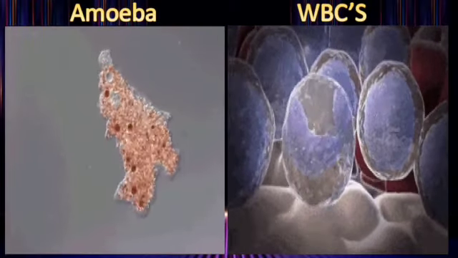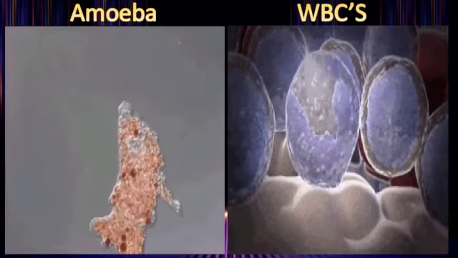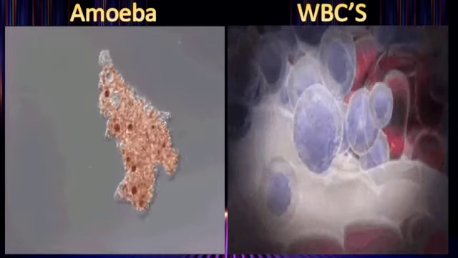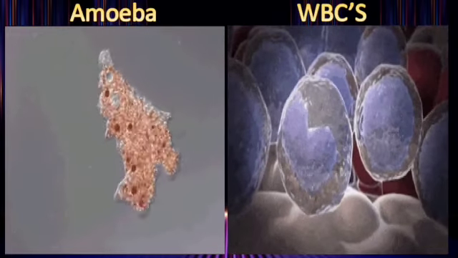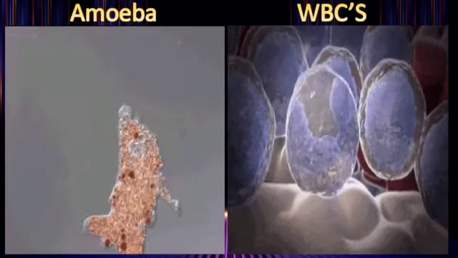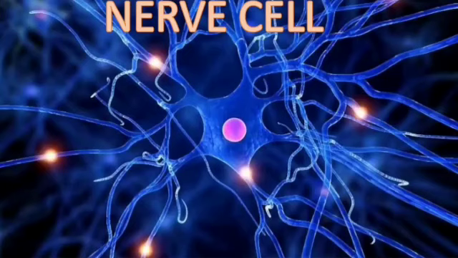Some cells may not have definite shape, that is, they keep changing their shapes. Example, amoeba and white blood cells, that is WBCs. The shape of a cell helps in its functioning. For example, a nerve cell is very long and has wire-like projections coming out of it. These projections help the nerve cell carry messages and send them to all parts of the body.